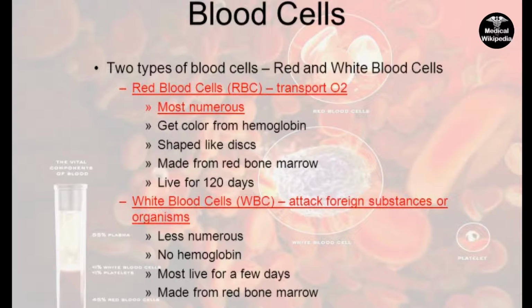Blood cells. There are two types of blood cells, red and white blood cells. Red blood cells, RBC, transport O2. They are the most numerous and get their color from hemoglobin. They are shaped like discs and made from red bone marrow. They live for 120 days. White blood cells, WBC, attack foreign substances or organisms. They are less numerous and have no hemoglobin. Most live for a few days.